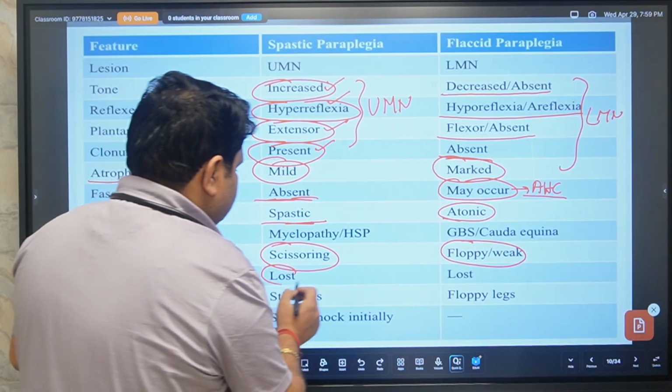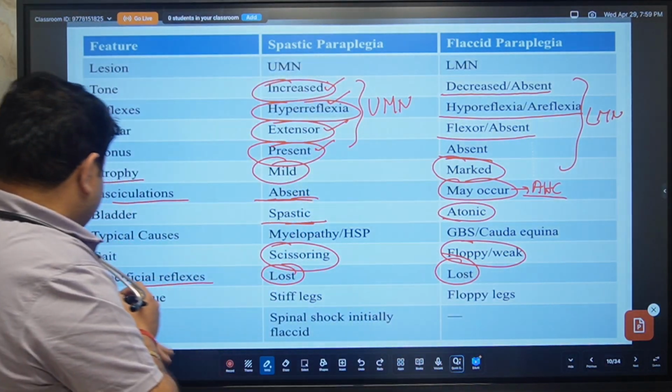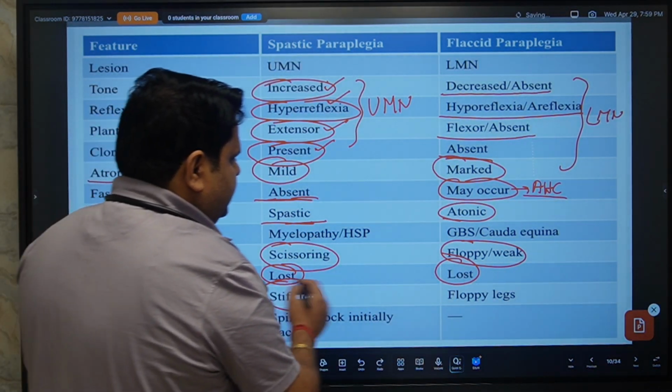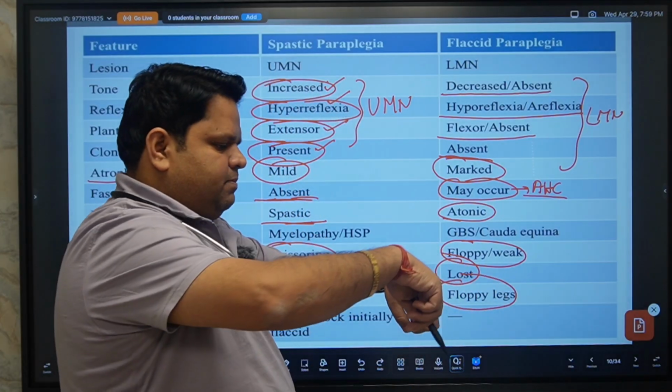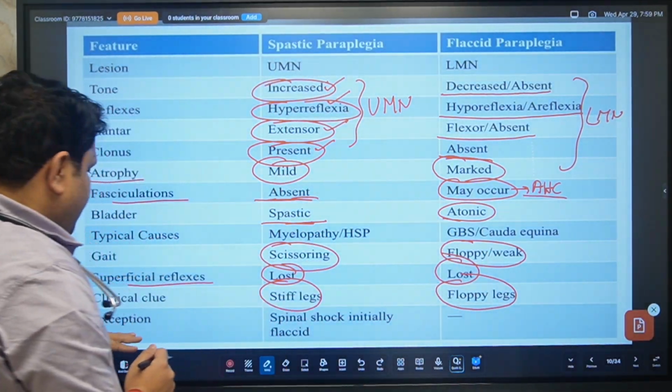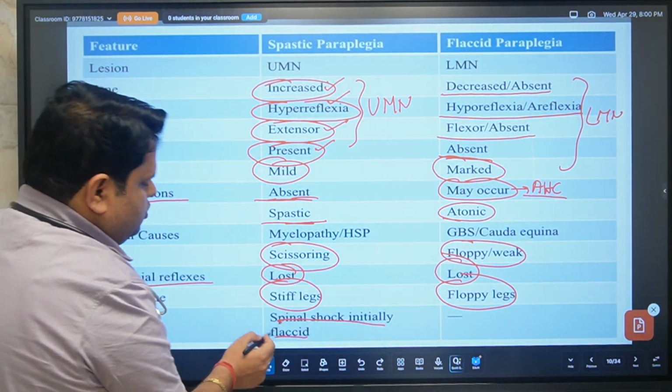Superficial reflex is usually lost in both LMN and UMN types. Clinical clue is the stiff legs and the floppy legs. यानी कि legs ऐसे पड़ी होंगी, उसमें leg एकदम stiff होंगी. Exception is spinal shock, which initially causes flaccid paralysis.